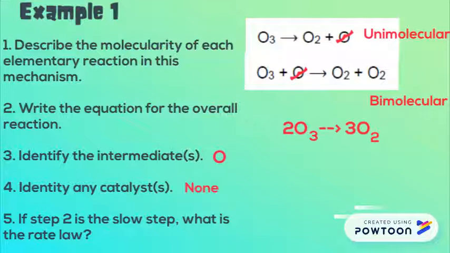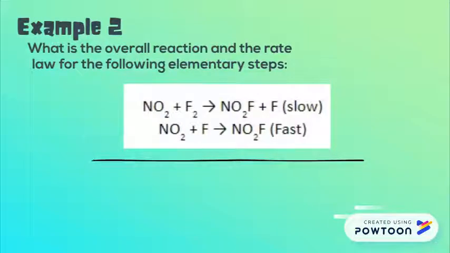For question number 5, we want to determine our rate law if step 2 is our slow step. The two reactants listed are O3 and O. Both of them have a coefficient of 1, making them both have an order of 1. Pause the video and see if you can try example number 2 on your own.